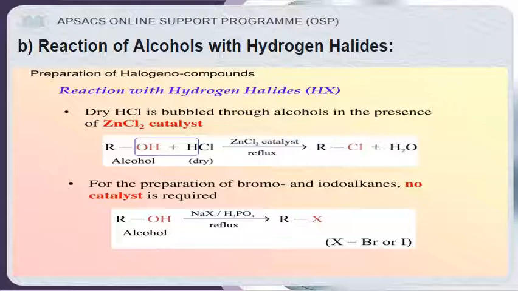So when alcohol reacts with sodium halide in the presence of phosphoric acid, it will give hydrogen halide. It is only for bromine and iodine.